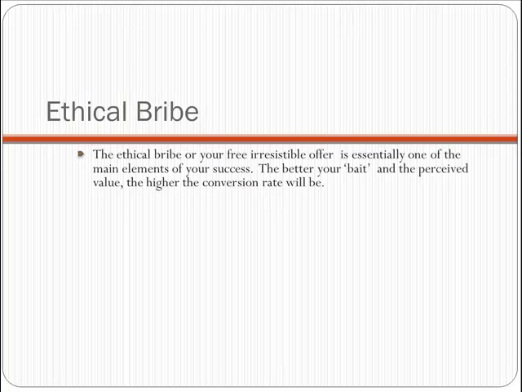All right, let's start talking about our ethical bribe first. Before we get going here, the ethical bribe, or your free irresistible offer. We're just going to change the name up a little bit now. Instead of just calling it your irresistible offer, we're going to call it ethical bribe. It is essentially one of the main elements of your success. Now, the better your bait and the perceived value, the higher the conversion rate will be. So you need to have a really good offer here. You need to have high perceived value. And the better that you do at this, the higher conversion rate you're going to have.